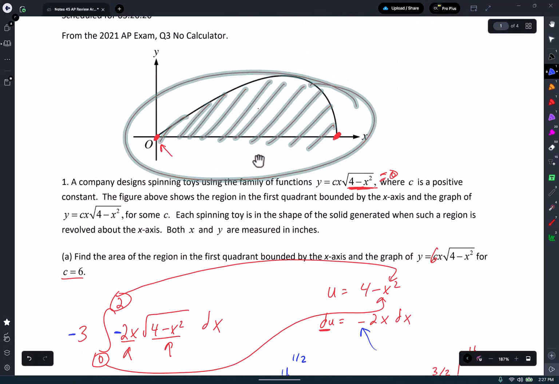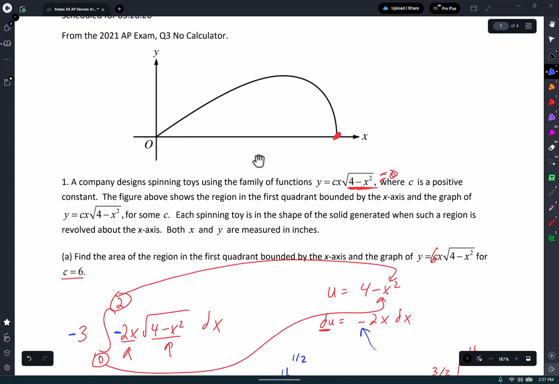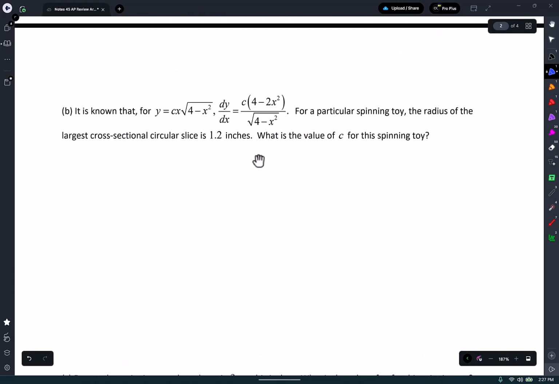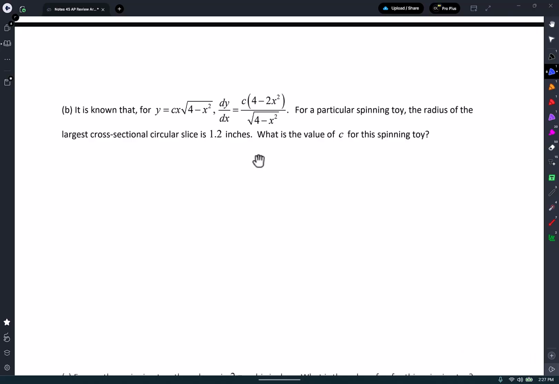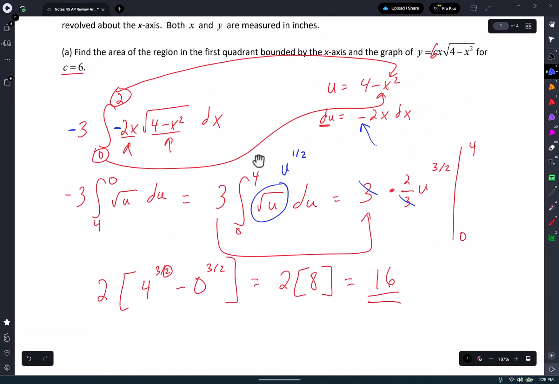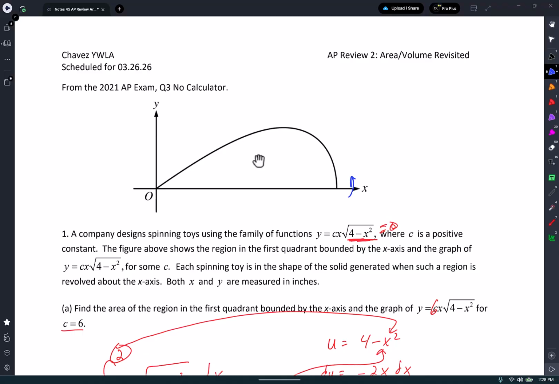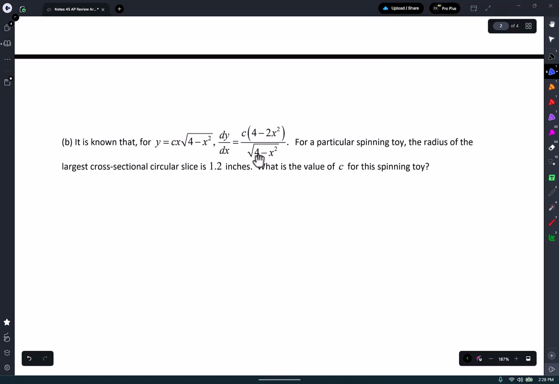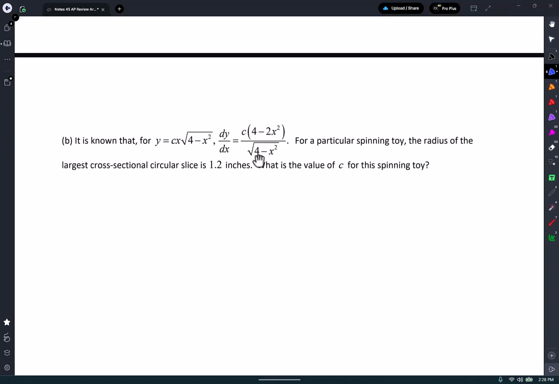So did we understand what we just read? So go back to this image, and I'll read it again just in case. While you're looking at that image, think about what this says. For a particular spinning toy, the radius of the largest cross-section circular slice is 1.2 inches. So they already know that you're rotating this about the x-axis, and that the biggest radius that I have is 1.2 inches. Remember, you measure the radius from the center to that curve. That location that I put right there, that is my largest radius. Well, what it looks like visually. Largest radius. And it says, what is the value of c for this spinning toy?